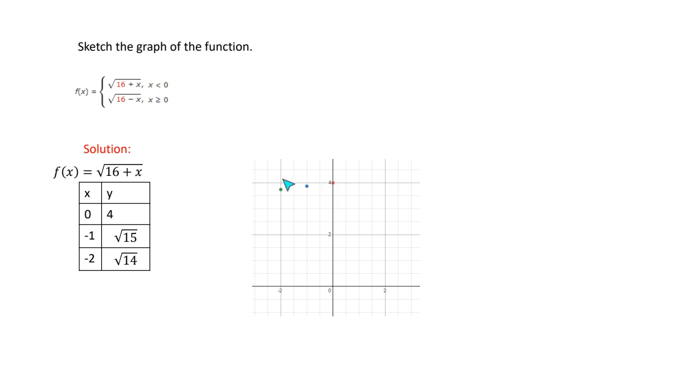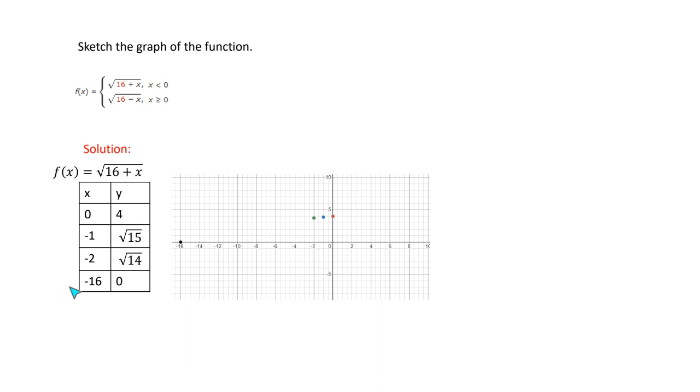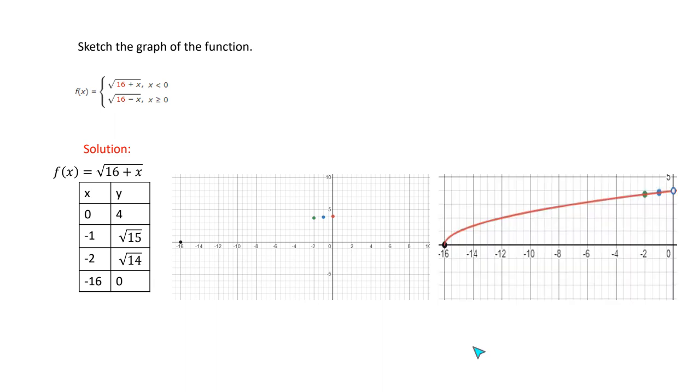But maybe with 3 points, it's a little hard to see. And so I'm going to add one more point. What if I have -16? So 16 plus -16 would give me a 0. And so now I'm at this point right here, right? And so if I was to connect the dots, then my graph is going to go from -16 and it's going to go all the way to I get to 0.